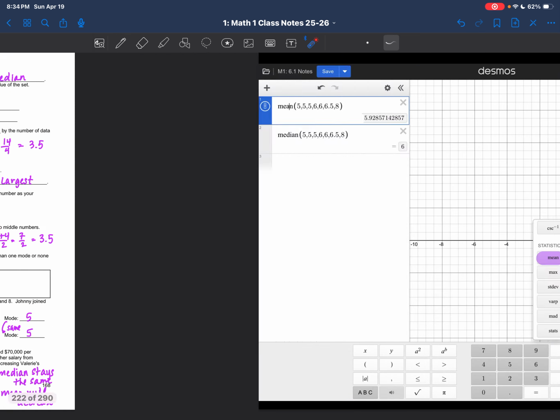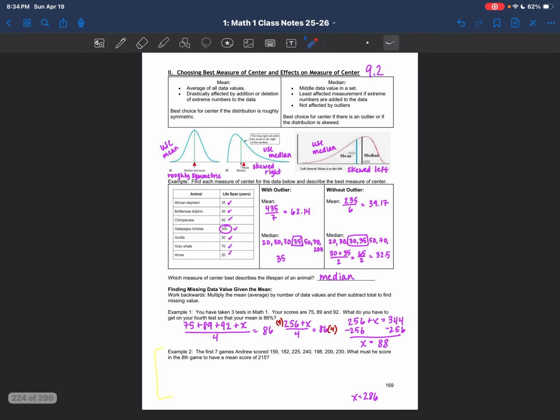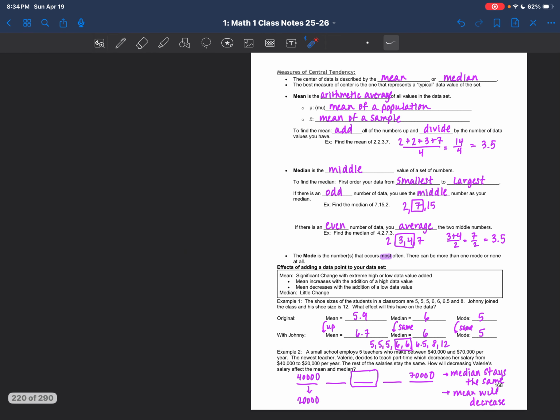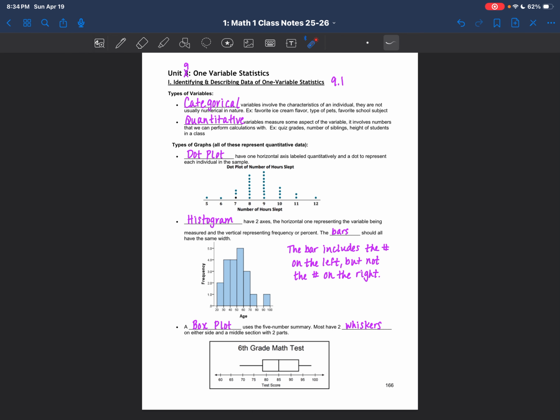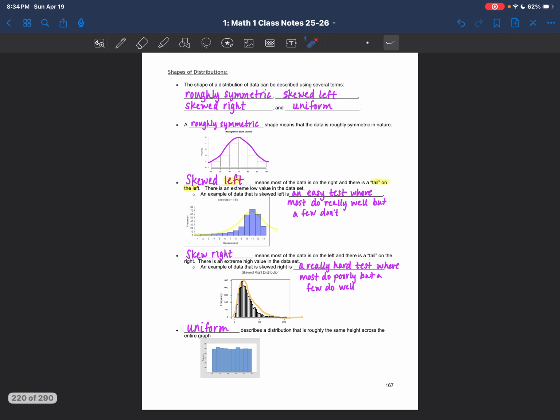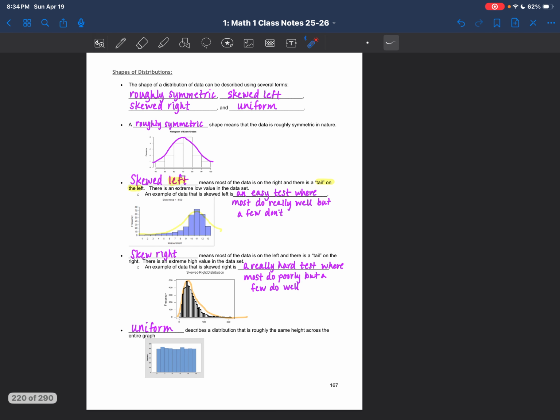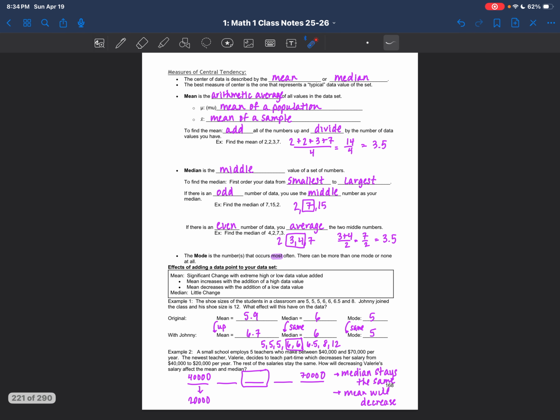That was a lot of vocab for today. So just make sure you understand the types of variables, the different types of graphs, the shapes of distribution, and how to find the measures of central tendency, which is your mean, median, and mode.